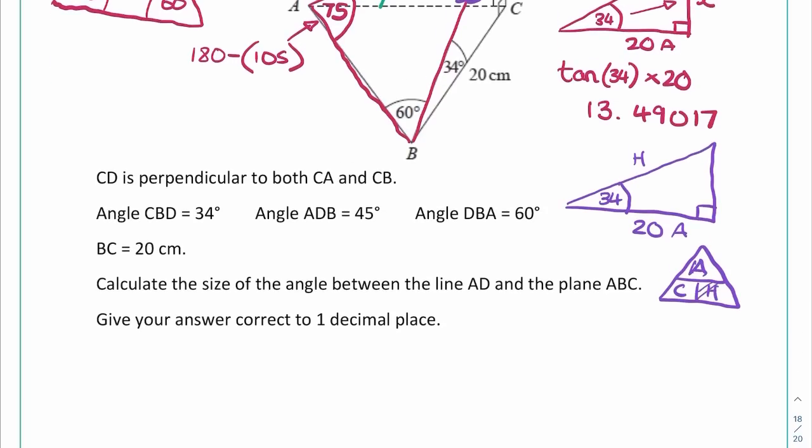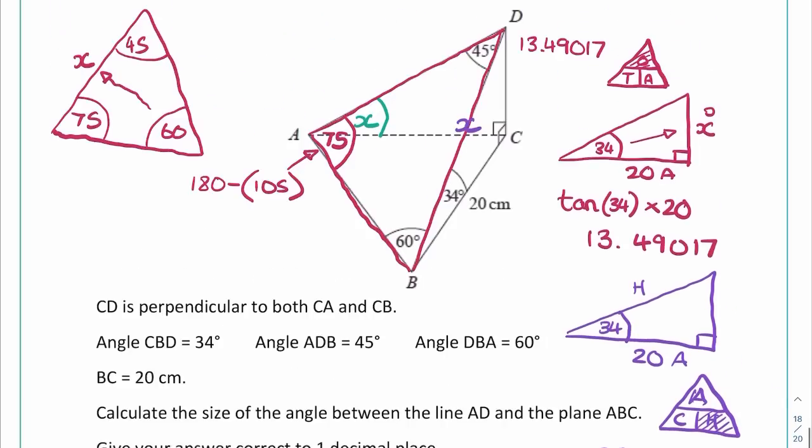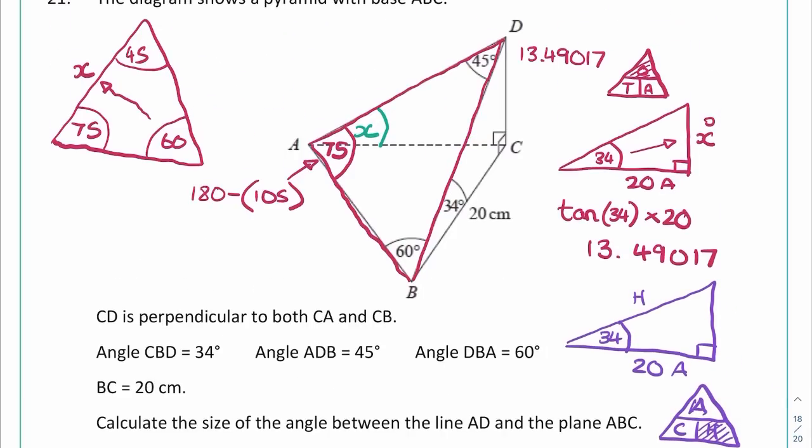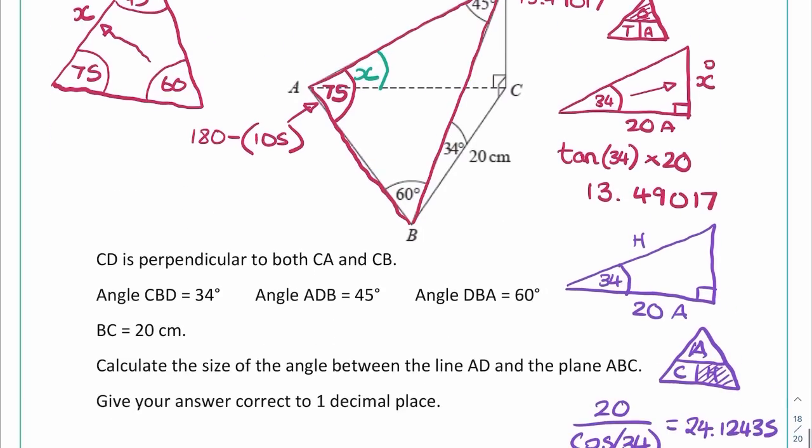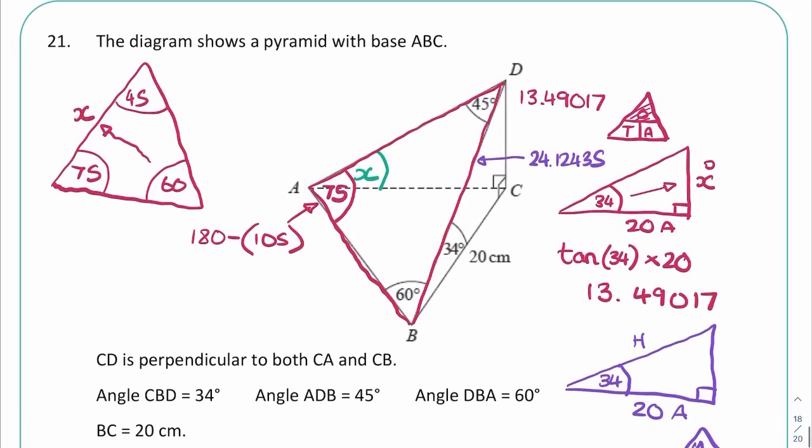To find the hypotenuse, cross that off, and it's A divided by C, which is 20 divided by cos 34. Type that in on your calculator, 20 over cos 34, and that is equal to 24.12435. So there we go, that length we now have. And I can label that up here. It's a bit awkward to label, I have to label it like this so I know which one it is. 24.12435.